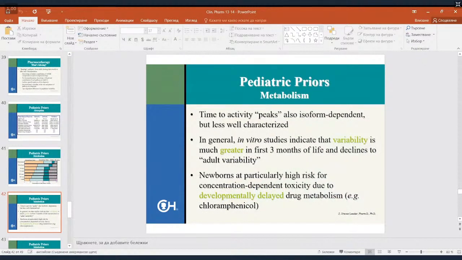Metabolism is also different in children, especially newborns are at a very high risk for concentration-dependent toxicity, which means as the concentration gets higher, the risk of toxicity also increases due to developmentally delayed drug metabolism. For example, chloramphenicol, which is an antibiotic, can cause severe toxicity in newborns and in small children.